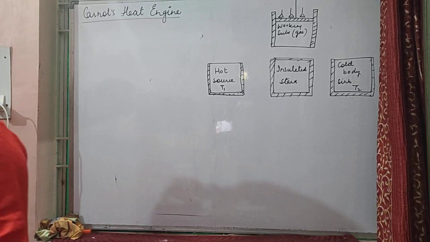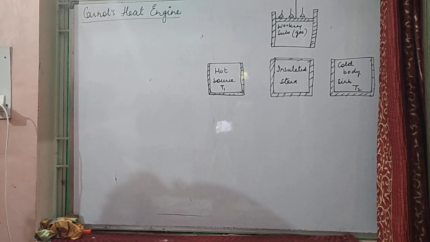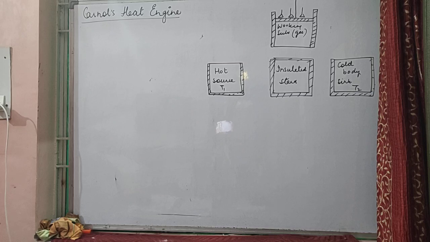Now we'll study about the Carnot's heat engine. Carnot was a scientist who developed an ideal heat engine free from all the imperfectness of an actual engine. As shown in the figure, you can see the figure out there. It consists of 4 components or 4 parts.